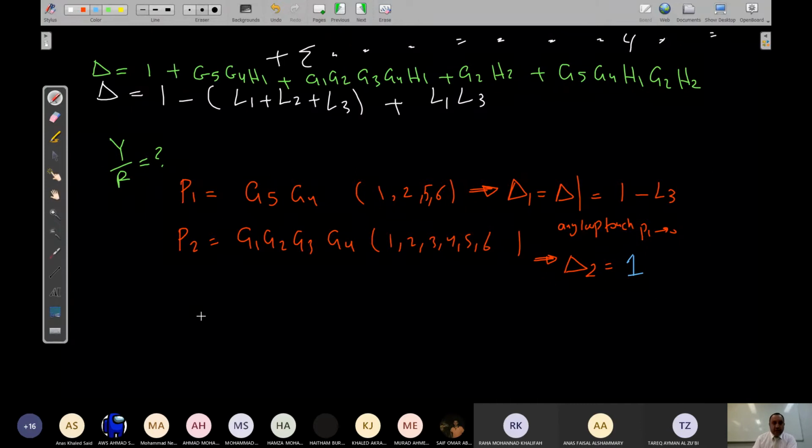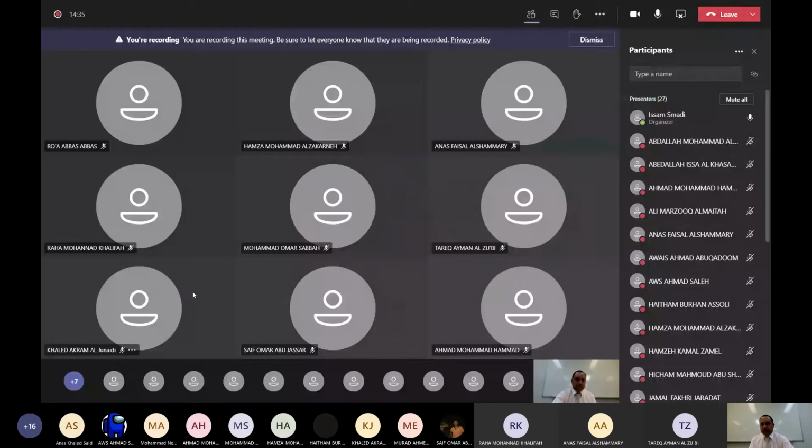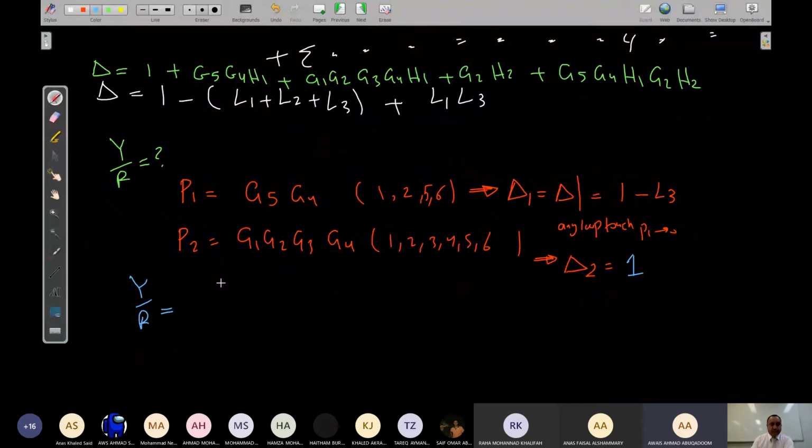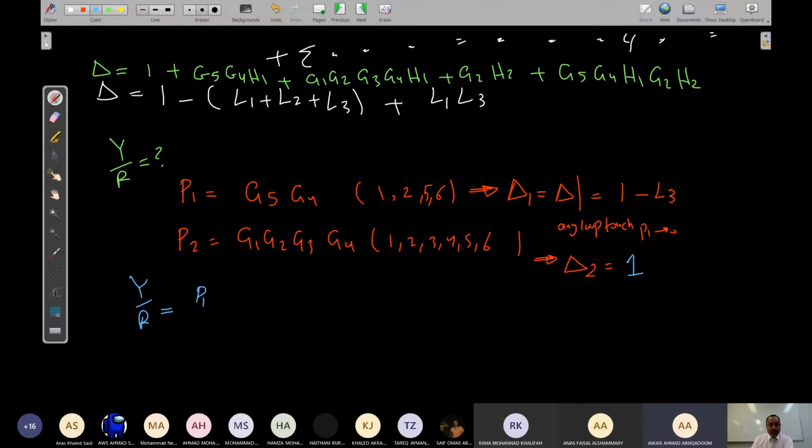Now, can you give me y over r equal to what? P1 delta 1 plus P2 delta 2, all over delta. So it's a piece of cake, correct?